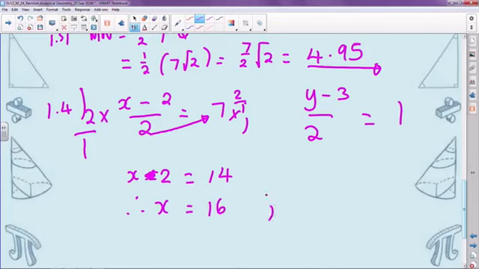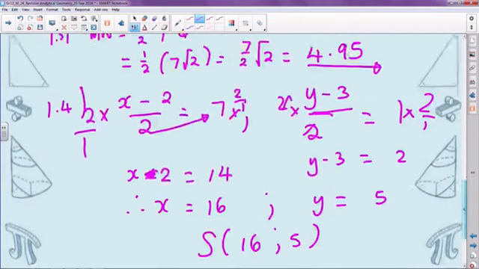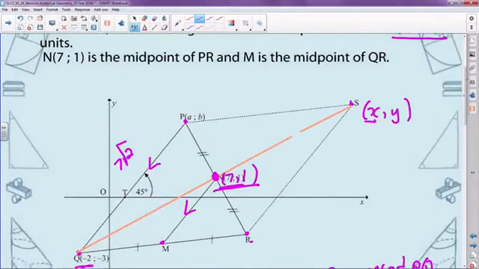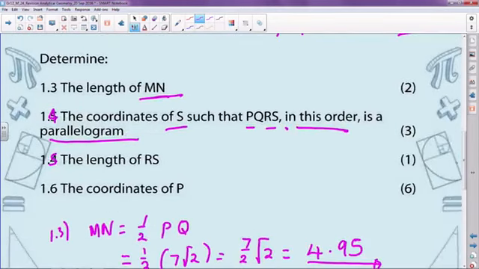And then on the other side, to work out the y coordinate, once again, multiply both sides by 2 to get rid of the 2 in the denominator. You get y minus 3 is equal to 2. Therefore, y will be equal to 5. So the coordinates of the point S: x is 16 and y is 5. Okay, so that's a pretty standard question in an analytical geometry exam. Let's look at the next one, the length of RS.